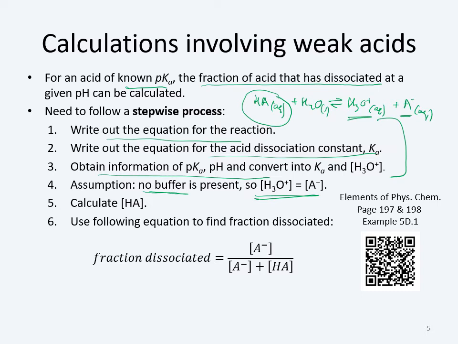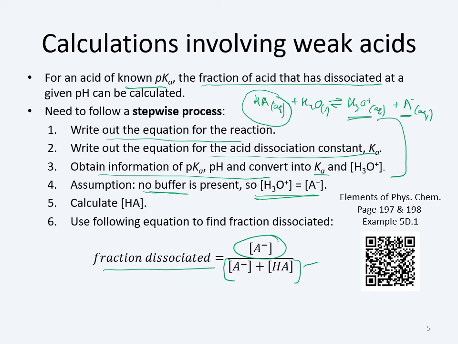After this, we can calculate the concentration of HA because we've got Ka and the other information, and I'll show you how to do that in a minute. And finally, we can use this equation here. The fraction dissociated is equal to the concentration of the dissociated species divided by the sum of the concentration of the dissociated species plus the species that has yet to dissociate.